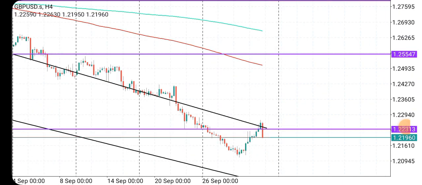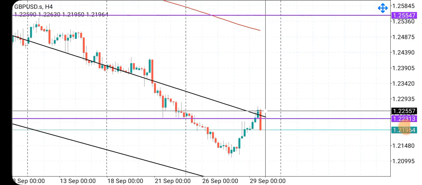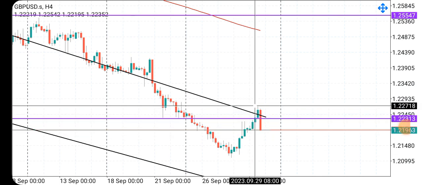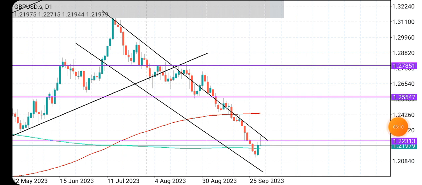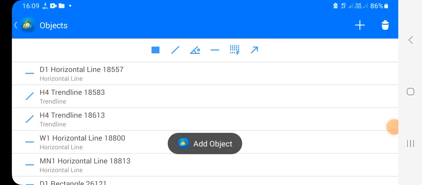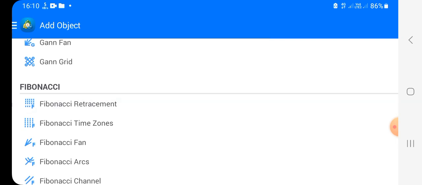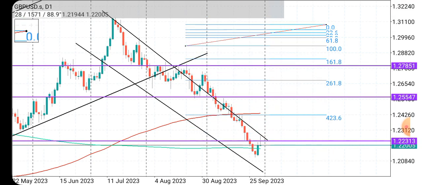So let's go on the 4 hour. That's where I usually look for my best trades. On the 4 hour time frame, we've seen a slight pullback, then we've seen sellers coming in there. Let's set this on the daily. Let's set the Fibonacci retracement. We set it from the high to the low.